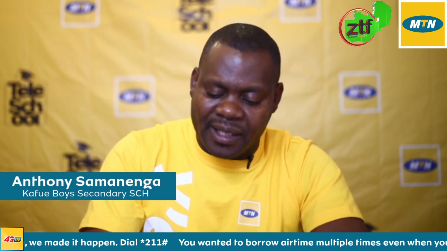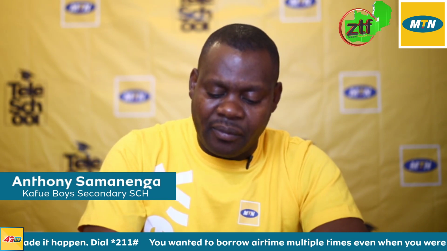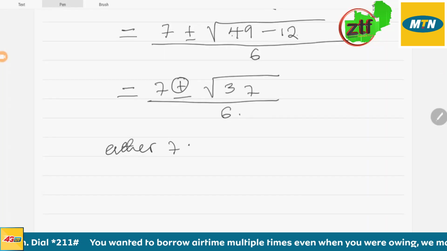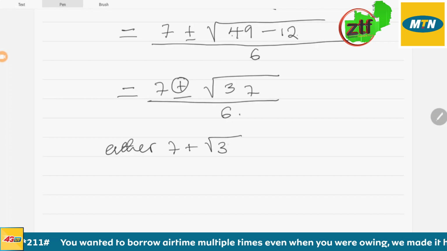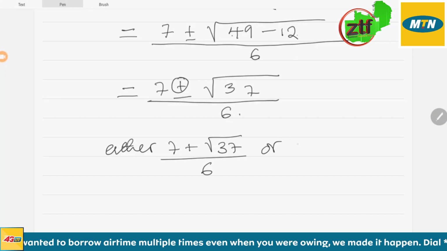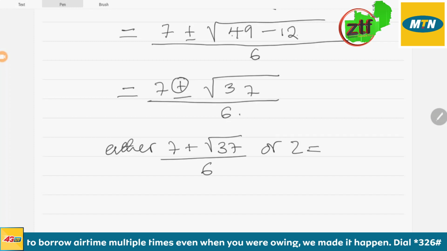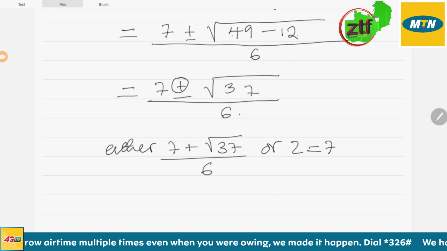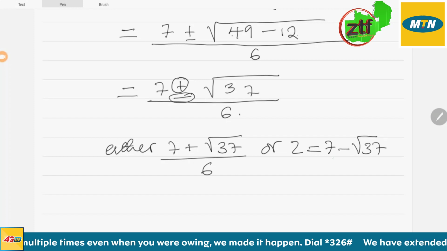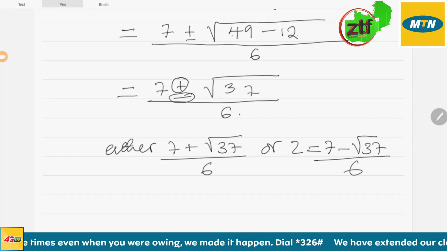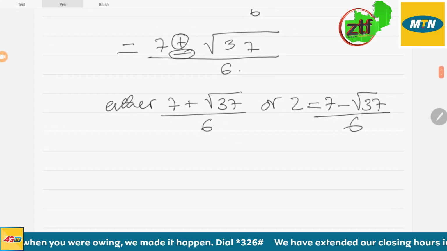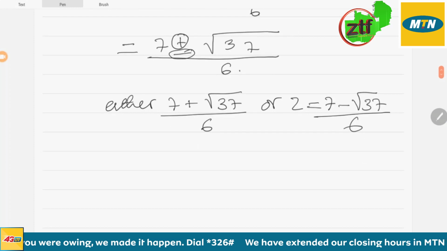So we are going to say either z equals 7 plus the square root of 37, all over 6, or z equals 7 minus the square root of 37, everything over 6. So having done that, now we need to find the square root of 37.